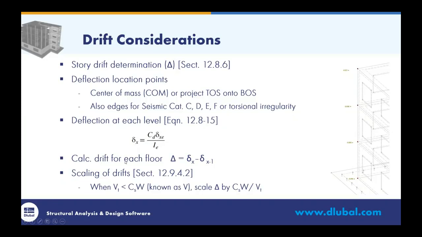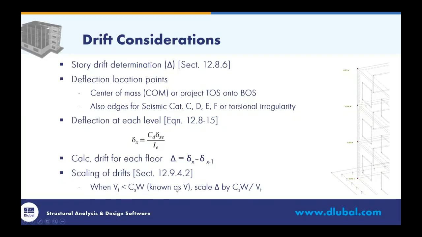Then the calculated drift for each floor is simply this deflection from the equation above from the top floor minus the deflection from the bottom floor. So section 12.9.4.2, in a similar manner to the base shear, tells us that we need to scale the drifts when V sub t, which is the modal base shear from our result beam, is less than C sub s, which is the seismic response coefficient, times the effective weight.